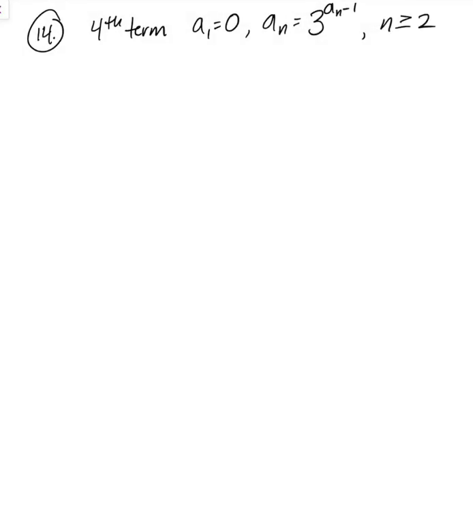So I'm looking at 14 right now. And 14 asks us to find the fourth term. Let me highlight it here, the fourth term for this equation. Now it's giving me the value of the first term, and that's going to be my springboard. So I know that a sub 1 is 0. And I want to go about looking for the second term, and I want to use the equation that it gave me.